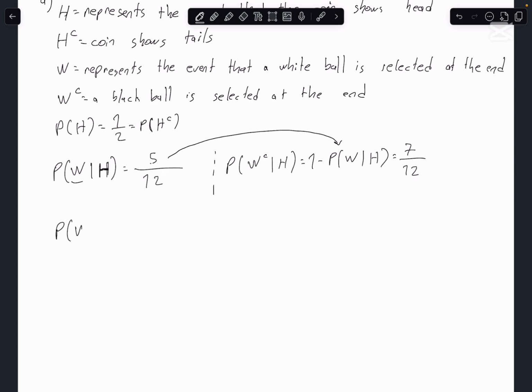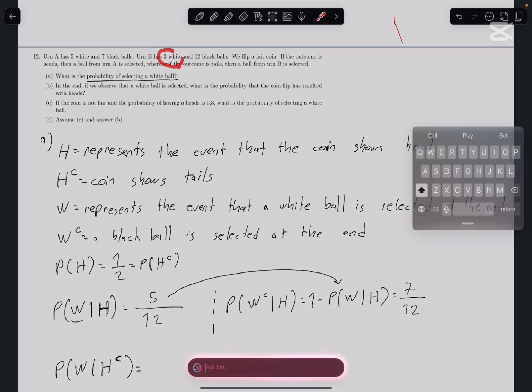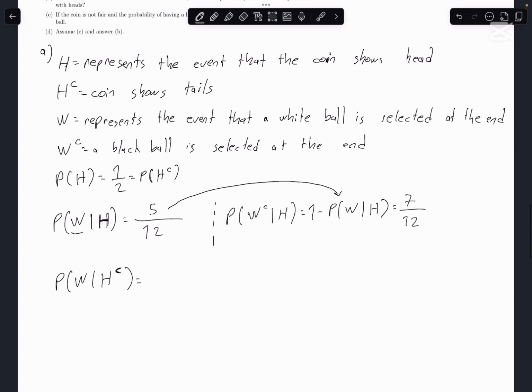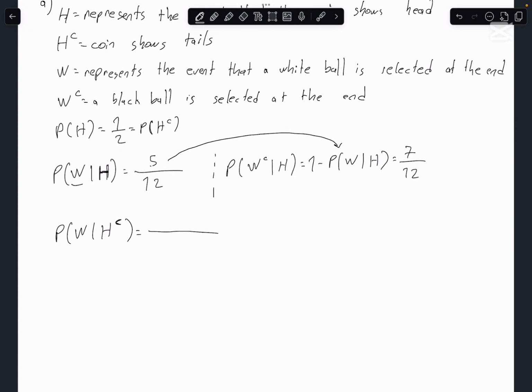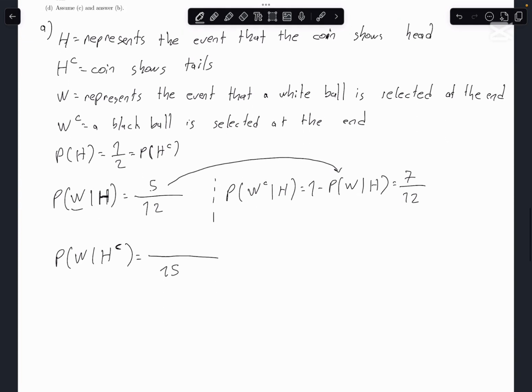Probability of white, given that the coin is tails, which is head complement. Let's check the information again. It says if the outcome is tails, then a ball from urn B is selected. And in urn B, we have 3 white and 12 black balls. So overall, we have 15 balls and 3 whites in urn B.